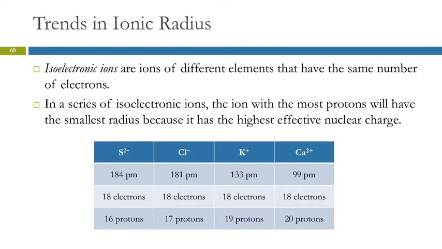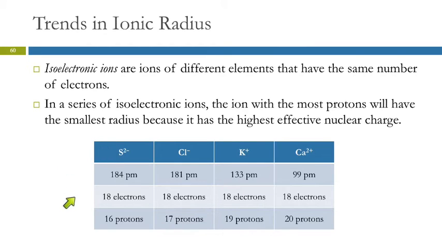Isoelectronic. Iso is a prefix that means the same. Electronic refers to electrons, right? So isoelectronic ions are ions that have the same number of electrons. And that's kind of meaningless if you talk about ions of the same element. So we're really talking about ions of different elements. So sulfide, chloride, potassium, and calcium ions all have the same number of electrons.